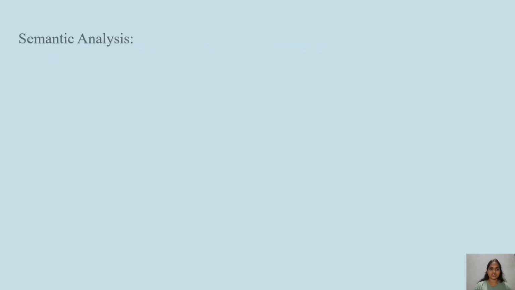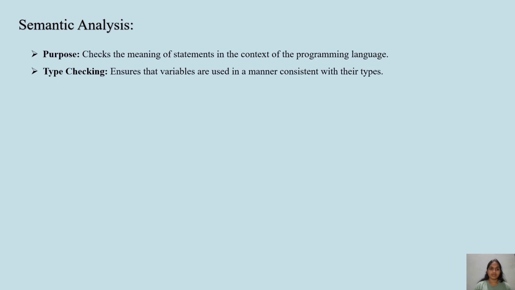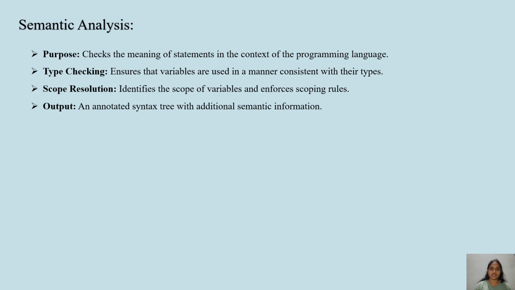The next one is semantic analysis. Purpose: it checks the meaning of the statements in the programming language. Type checking ensures that variables are used in a manner consistent with their types. Scope resolution identifies the scope of variables and enforces scoping rules. Output: an annotated syntax tree with additional semantic information. It contains additional semantic information.